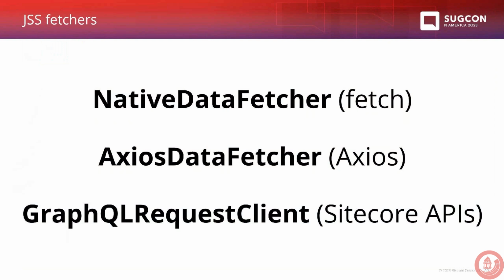So I recommend either use the GraphQL request client or use the native data fetcher for any of your data fetching needs. But the real advantage to using all of these is that they're configured to use debug logging under the hood. So anytime you use one of these data fetchers to make an API call, you can add the Sitecore JSS HTTP filter to your env file or into the browser console, and you'll see logs for them.